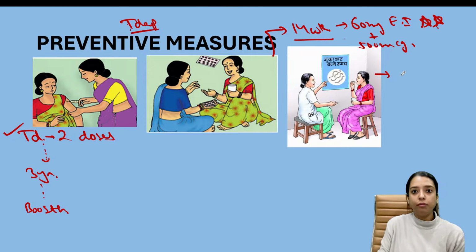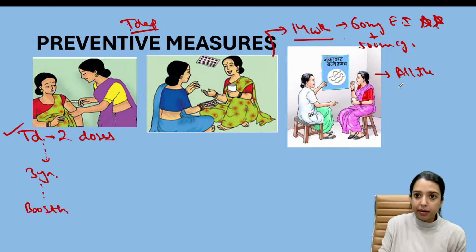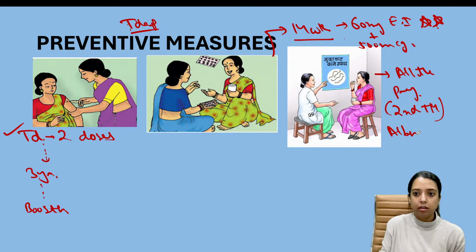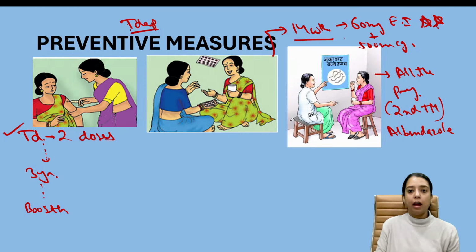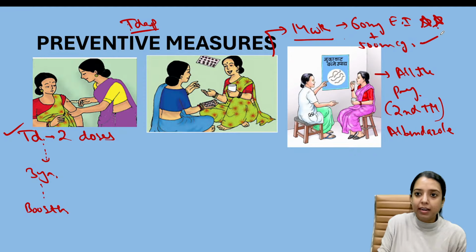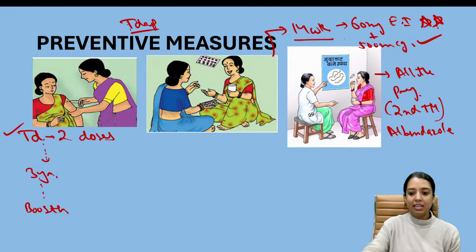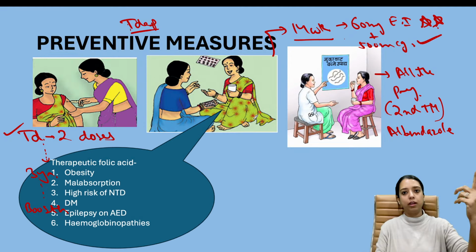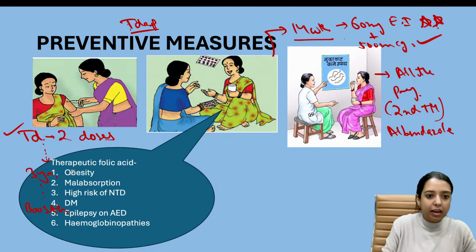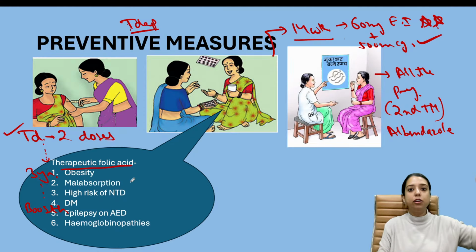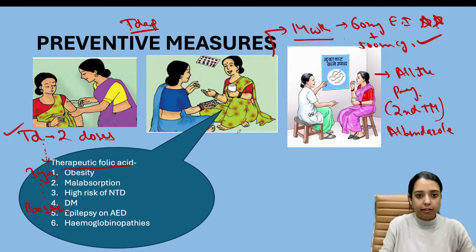Deworming has to be done of all the women, all the pregnant women in second trimester. सबका करना है by giving a single dose of albendazole. Every woman has to undergo deworming in second trimester. About iron folic acid, this is the prophylactic dose, 500 microgram folic acid. Some women need higher dose of folic acid, जिसे हम कहते हैं therapeutic folic acid. Higher dose, इसका 10 times, 5 milligram.